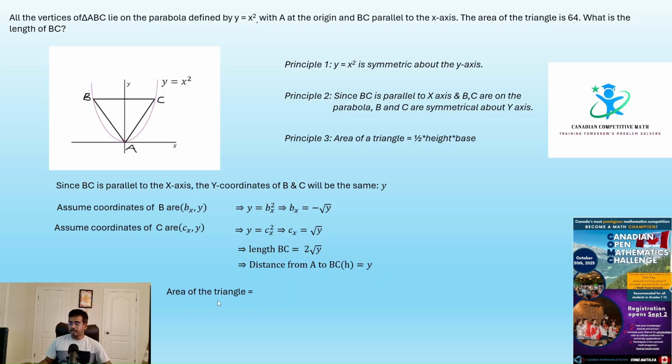So if you look at it, the area of the triangle will be half times BC times h. BC is the base, h is the height, and we substitute what we obtained here. This will be half times y times 2 square root of y. That will be equal to y to the power of 3 by 2, which we know is equal to 64. So y is 64 to the power of 2 by 3. We use all these power formulas, and from that we can say that y is 16.